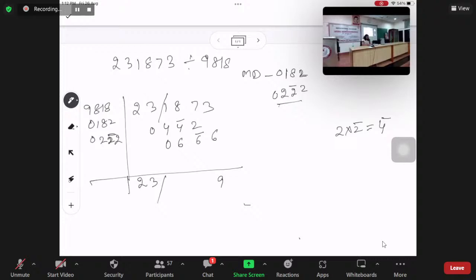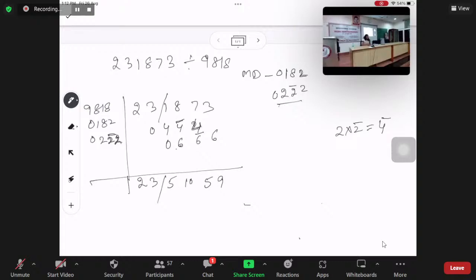मैं कहीं गलत क्या? ओहो 2 2s are 4. ये 4 है. Sorry. 4 bar नहीं 4. This last one is 2. So 7 plus 4 is 11. 11 minus 6 is 5. 8 plus 6 is 14. 14 minus 4 is 10. So we write 10.